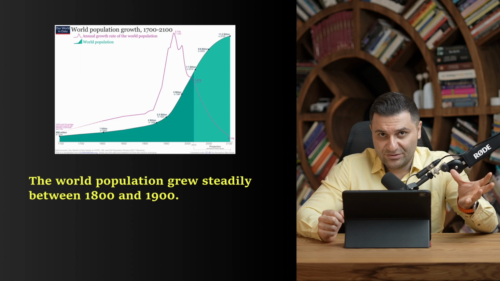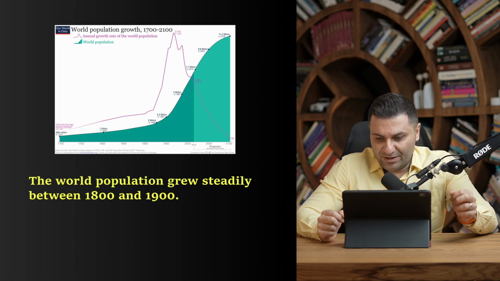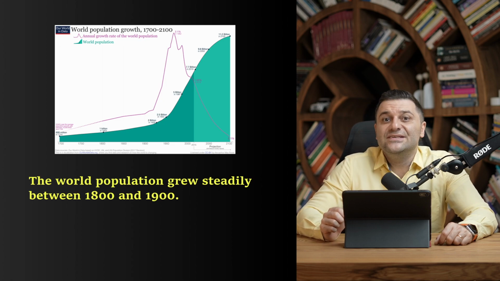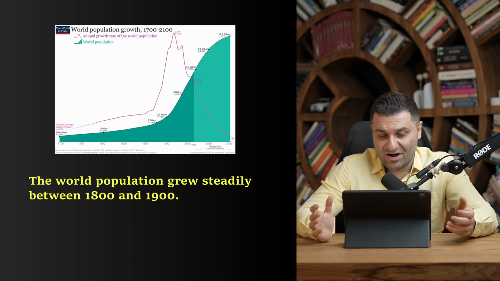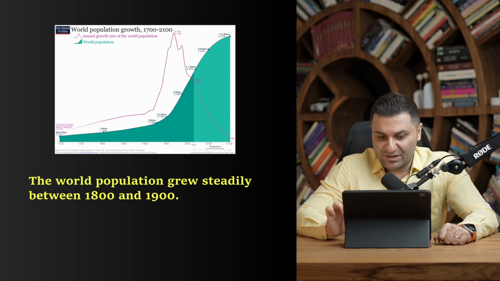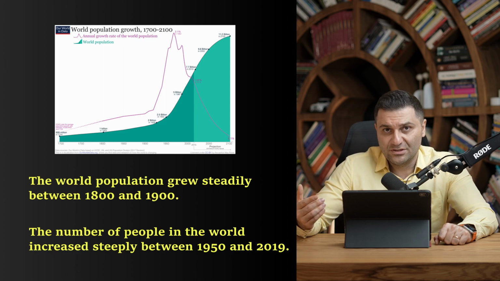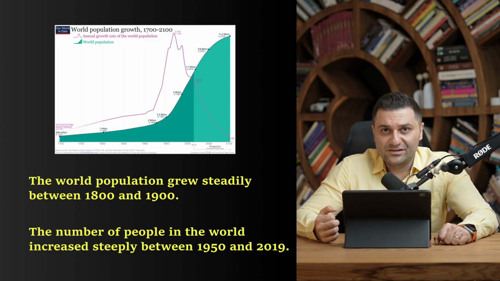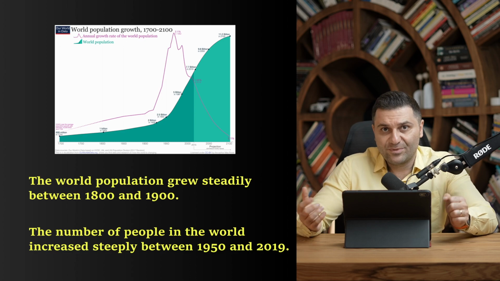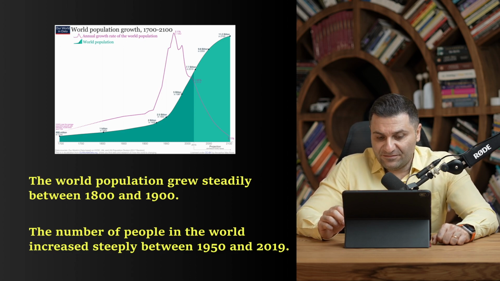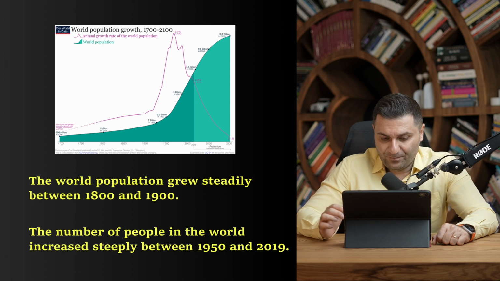It's a very simple structure. Now let's make a sentence between the years 1950 and 2019. As you can see, the increase here is steep. It's very large, very big. So our sentence will be something like this: the number of people in the world, I changed the sentence a little bit instead of world population, increased steeply between 1950 and 2019.